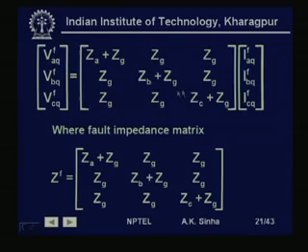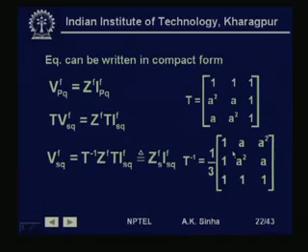Now, in matrix form we can write this as VFAQ, VFBQ, VFCQ is equal to this matrix into IFAQ, IFBQ, IFCQ. And what is this matrix now? This is the fault impedance matrix in phase values. So, this is the fault impedance matrix in terms of phase currents and phases ABC, not in sequence. So, what we need to do is convert it into sequence terms.